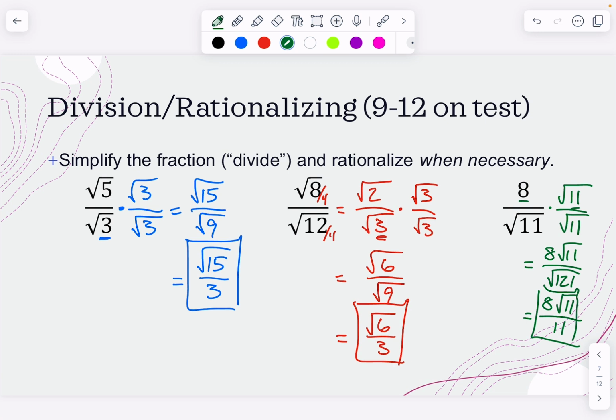There you have it, rationalizing and dividing. This is like numbers 9 through 12 on your test and numbers 14 through 17 on your worksheet.